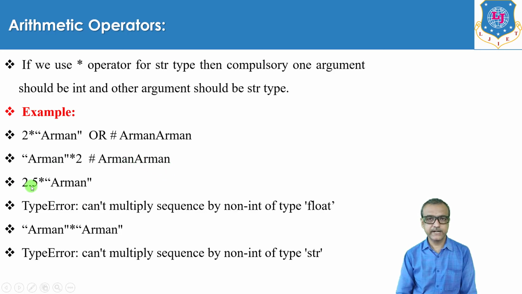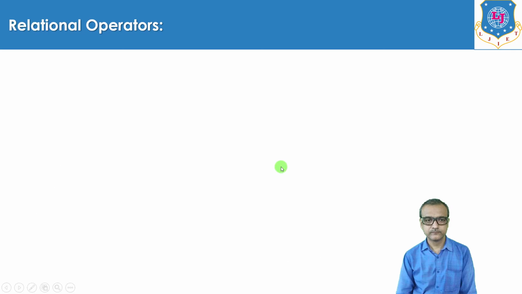But if I just write 2.5 star Arman, it will give us a type error, and that is can't multiply sequence by non-int of type float. Here we must have an int value. If I write Arman into Arman, see both are strings, again it will give us an error, that is type error, can't multiply sequence by non-int of type str.